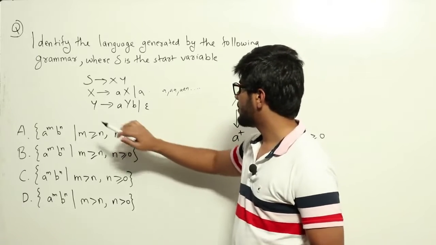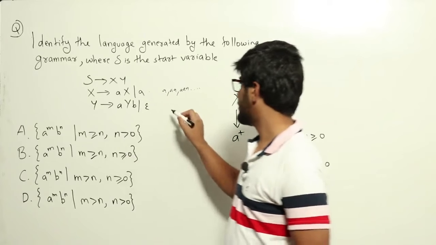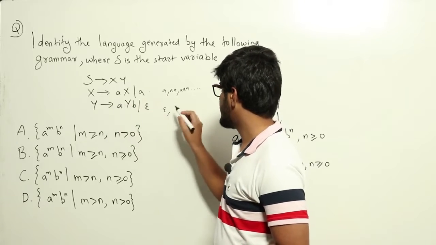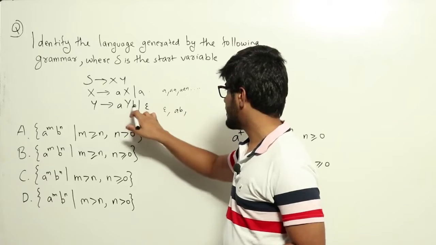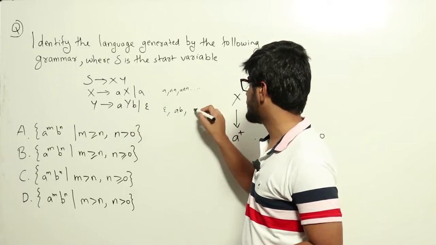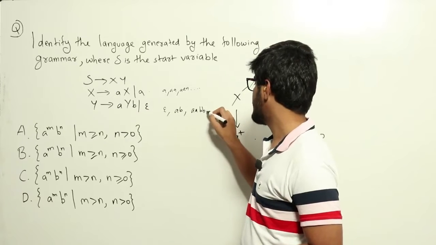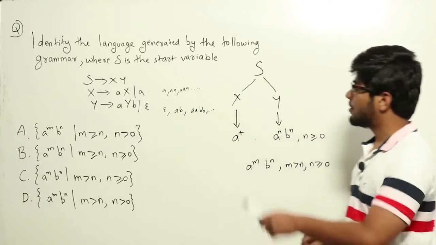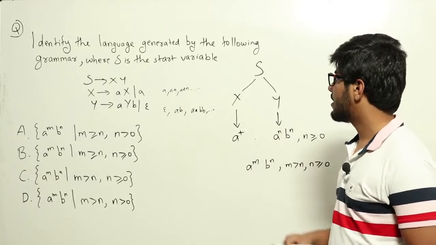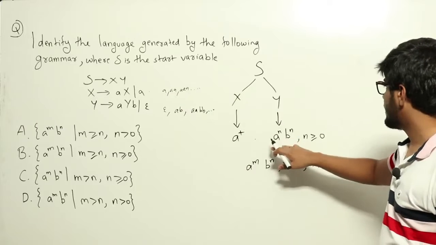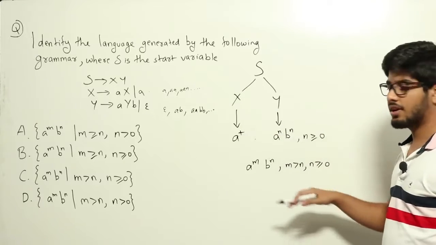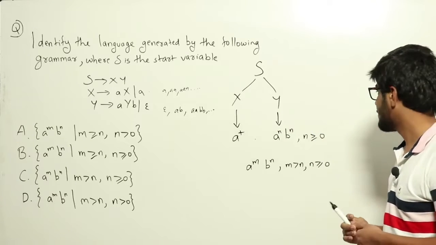Now if you look at y, y can go to epsilon, or it can go to ayb and then y gives epsilon, that would be ab, or it can generate ayb and y again generates ayb and then y goes to epsilon, so that would be aabb, etc. So y will generate strings of the format a raised to n, b raised to n. Y gives a raised to n, b raised to n. Now n can be greater than or equal to 0 here because epsilon is also allowed.